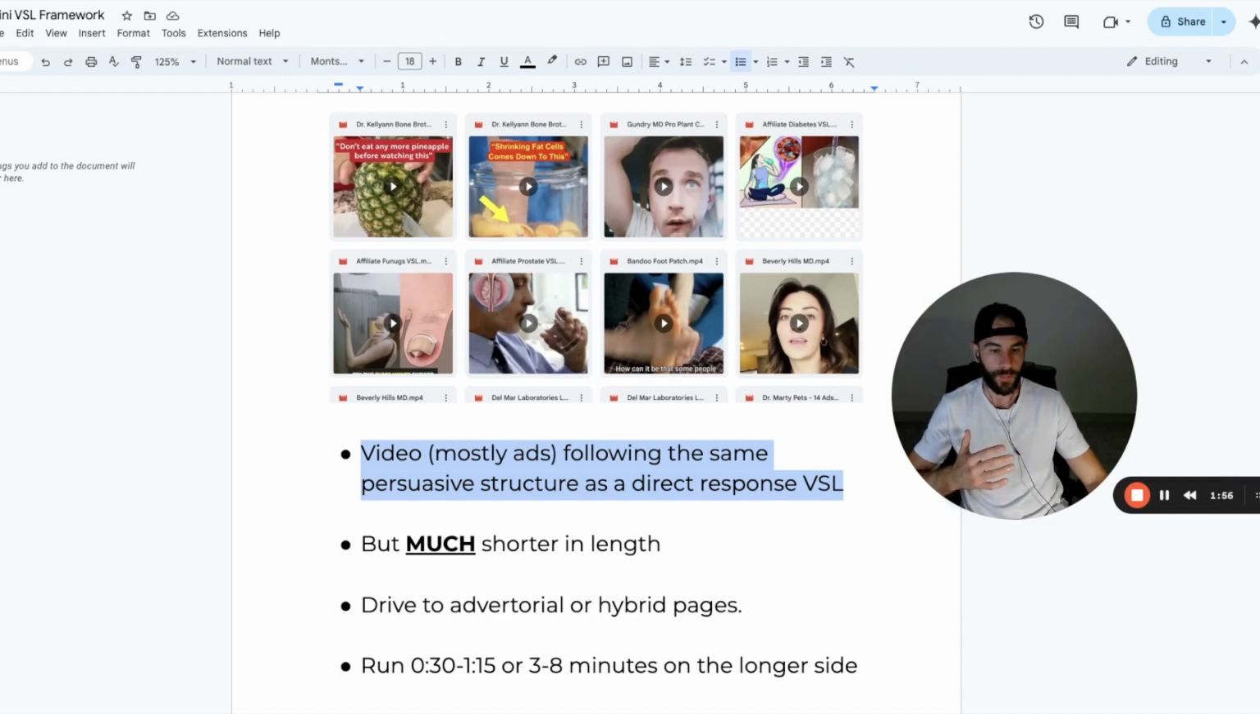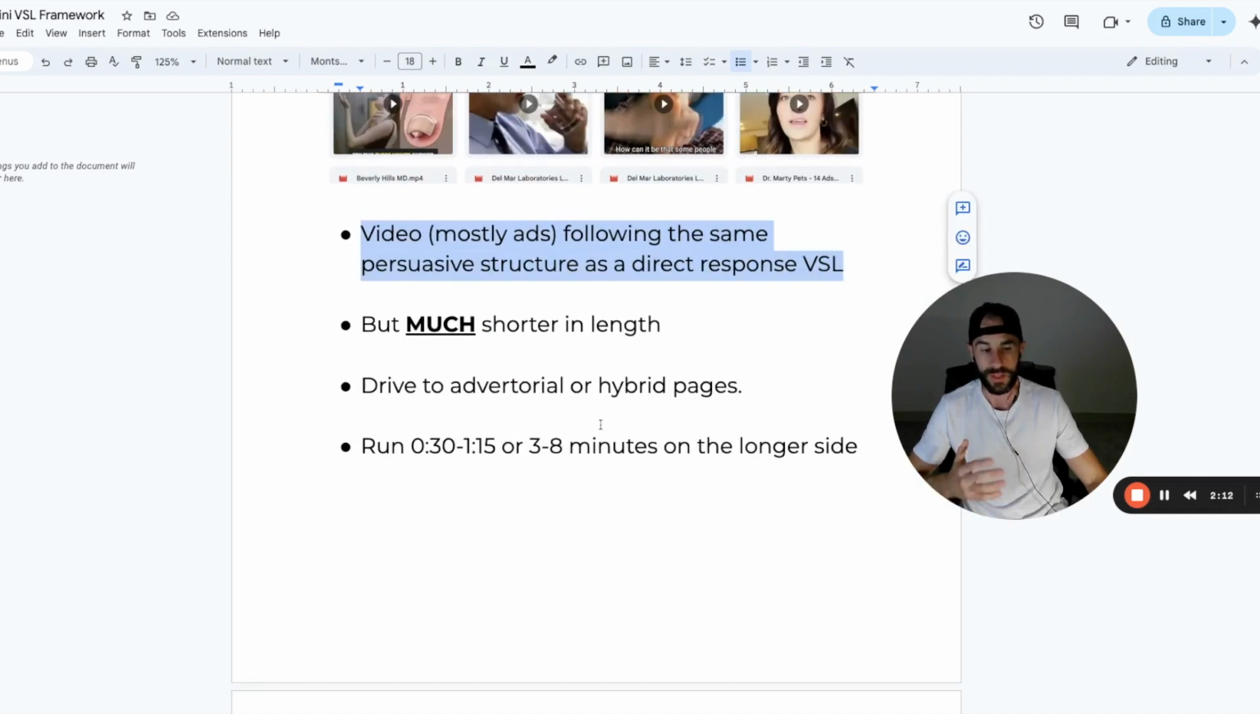Now, your typical direct response VSL is going to be 30 to 45 minutes. If you have somebody who's really good, you can get away with like a 60-minute VSL, but it is a little bit more rare because the writing needs to be that much tighter. You really have zero room to lose people, where with these much shorter style of mini VSLs, you have a little bit more leeway because they're not as long. So you don't have as many opportunities to lose the reader.